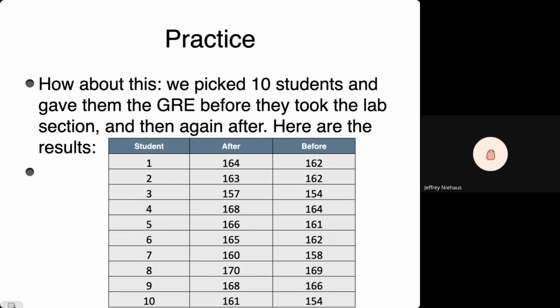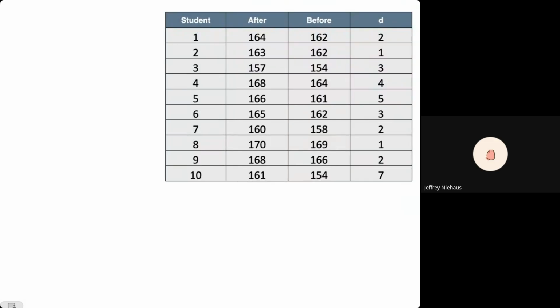But this is completely arbitrary. As long as you do the same thing to every pair, and as long as you remember what plus and minus mean, you can get positive or negative values, and it won't make any difference as long as you interpret it correctly. All right, here's how this is done. You would start by taking the after and the before scores and getting a D, a difference score for each student. So really, our data set is 2, 1, 3, 4, 5, 3, 2, 1, 2, 7. That's our actual data set.